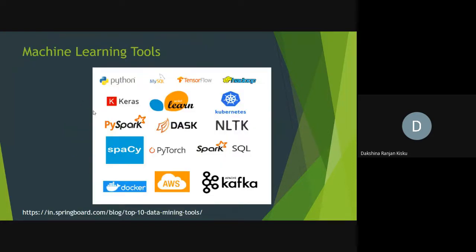Okay, so these are the different machine learning tools which you can use to develop a useful machine learning algorithm, like Python, Keras, AWS, Kafka, and PyTorch. These are the different machine learning tools which are available freely. So you can use these machine learning tools and develop a useful application.